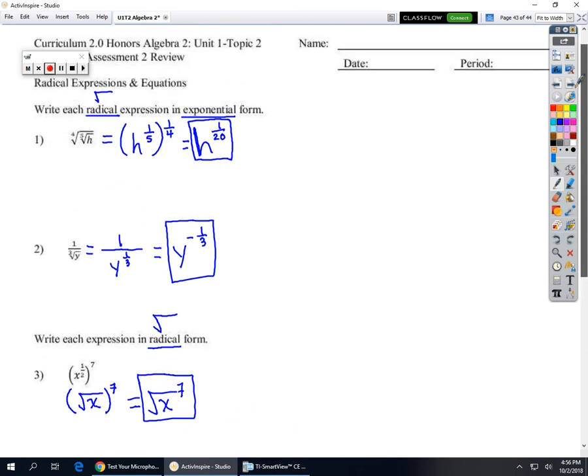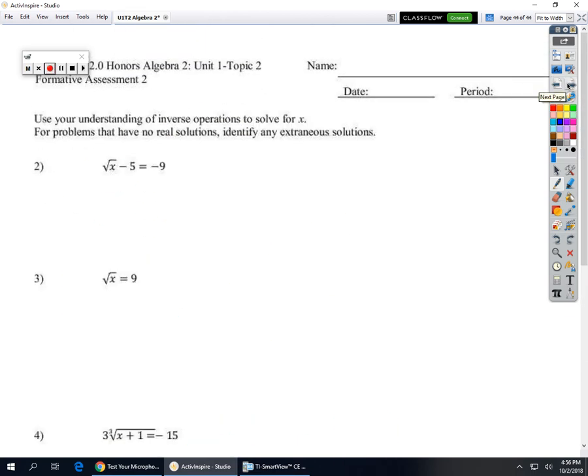Right, moving along to the next page. Now this is your solving part. This is the actual algebra of the algebra course. So what we're doing is we're solving for x using inverse operations. You can't just put an answer and not show your work because they want to see your understanding of inverse operations. So for problems that have no real solutions, identify any extraneous solutions. You can't just write no solution and hope to get credit. You must write the extraneous solution.